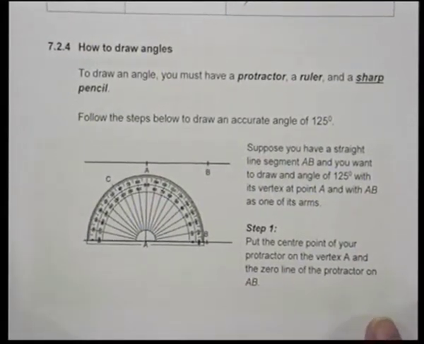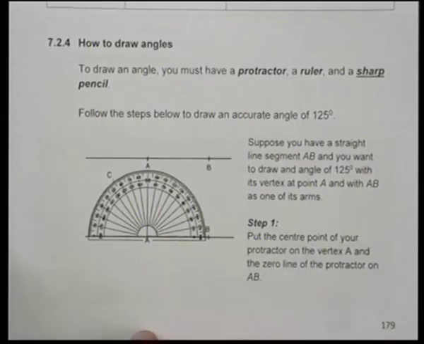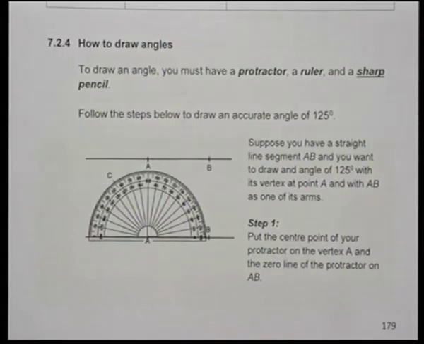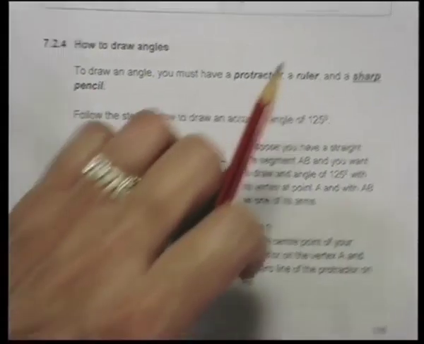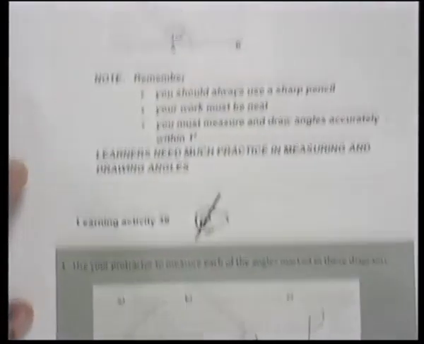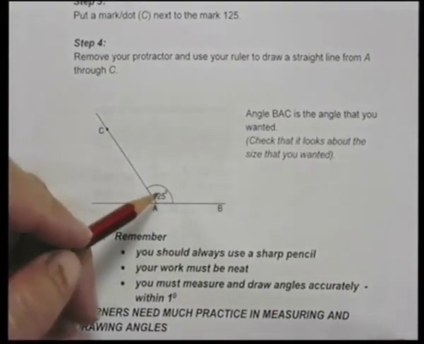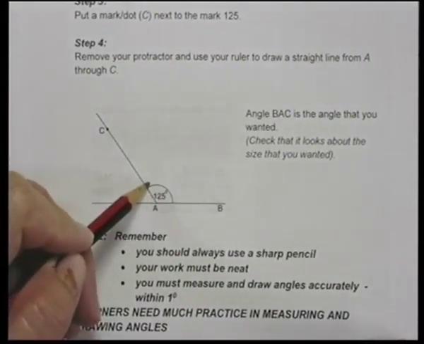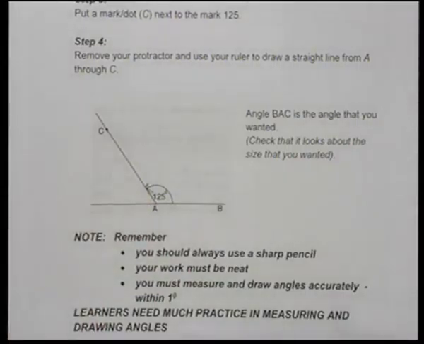Constructions are very important, even for the teachers in the assignments and in the examination. You must be able to do construction, so you need a protractor, a ruler, a sharp pencil, and an eraser to do this. How to draw angles, they are teaching us here what we have to do. A straight line drawn with a ruler and showing where the angle is. In this case, they've measured 125 degrees, so there is our angle.